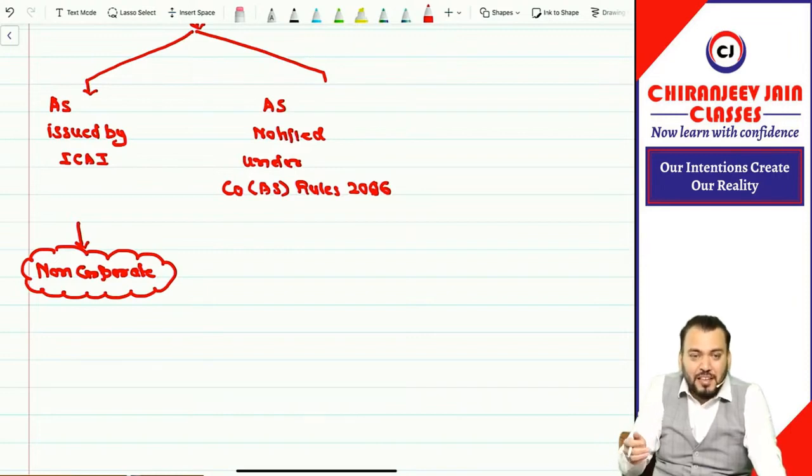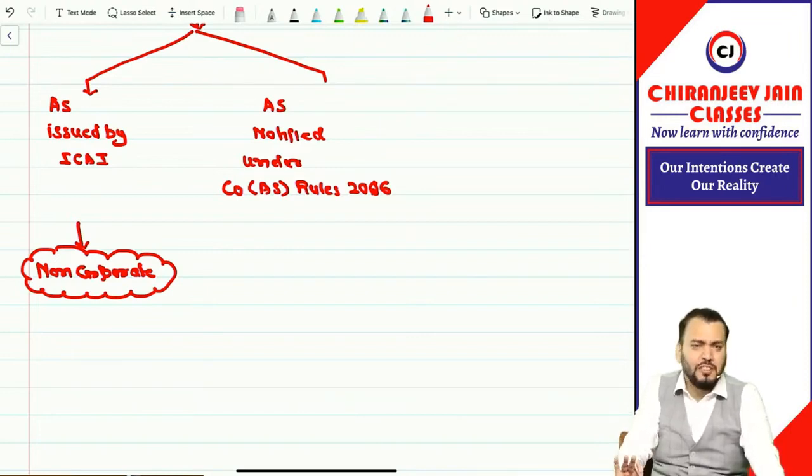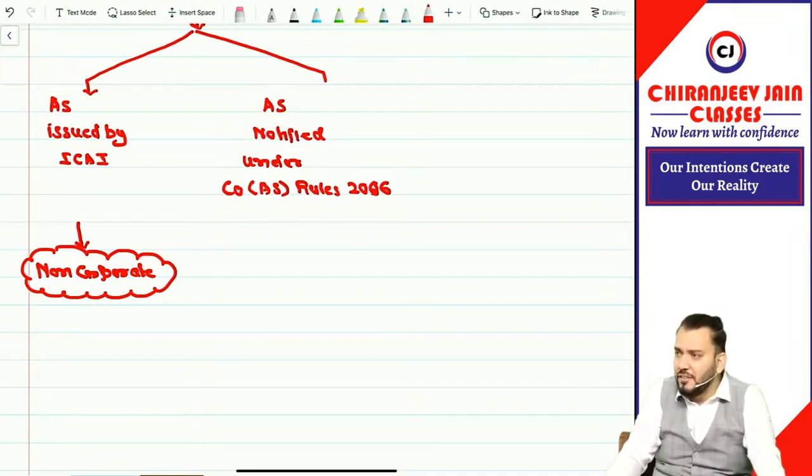Means whether it is mandatory for any partnership firm to apply accounting standard. So of course it is not mandatory. It is not mandatory under any act. So Partnership Act is silent. Partnership Act is silent, na? You have done Partnership Act. So it is applicable, but it is not mandatory.